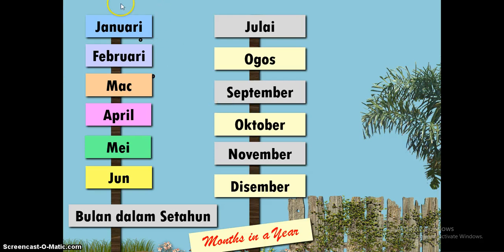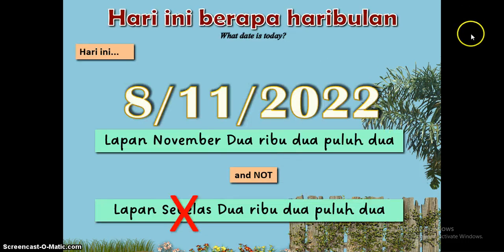How do you pronounce the month? Exactly the same as you have it in English, but just a little bit of change in terms of spelling. So this is the month from January until December. Now this is the date. Hari ini berapa hari bulan? What date is today?